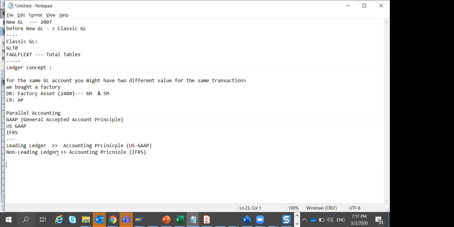Let's say a company has to report its financial transactions based on China GAAP, Italy GAAP, Latin America GAAP, as well as US GAAP. Since it's a US company, US GAAP is going to be the leading ledger, and you can create five other non-leading ledgers. If they ask how many ledgers you can create: one leading ledger as a maximum, and you can have unlimited non-leading ledgers based on your requirements.